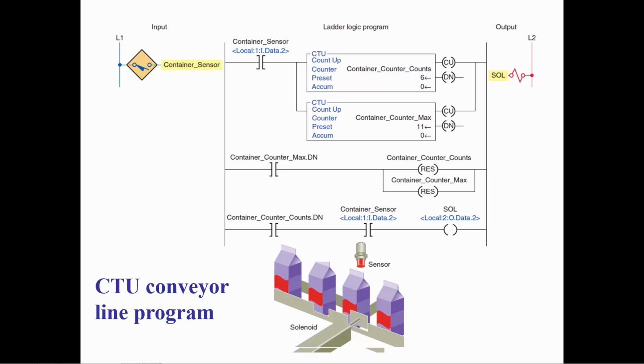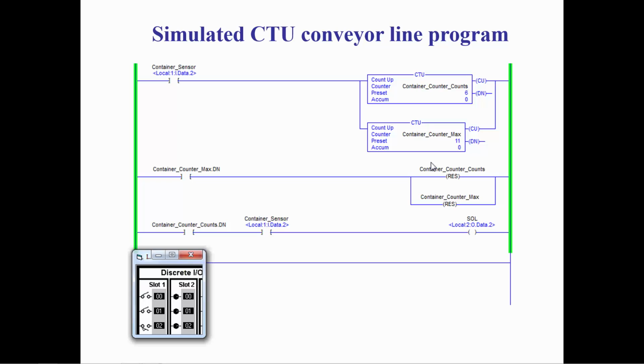As soon as the container is moved away from the container sensor limit switch, the solenoid will be de-energized and retract. The next 6 containers will be diverted as they reach the container sensor. After 11 total containers have passed, the second counter's done bit will be true, and both counters will be reset and the process will start over. Follow the operation of the counters.